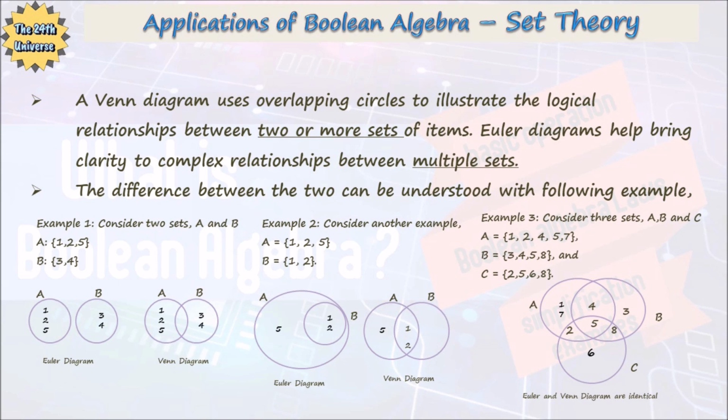Consider another example which shows three sets of numbers. Set A is equal to 1, 2, 4, 5, 7. Set B is equal to 3, 4, 5, 8. And set C is equal to 2, 5, 6. Since each of the sets has common numbers with other sets, there are no empty intersections of circles or other regions of circles in this case. Therefore, the Euler diagram here is the same as the Venn diagram. Both diagrams are identical. Here, no sections are empty.